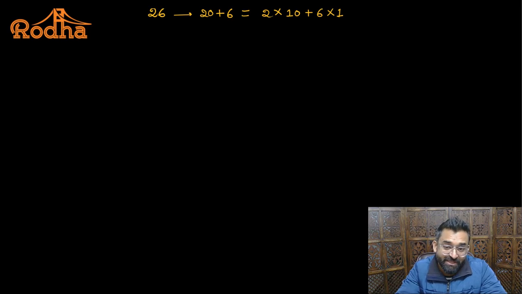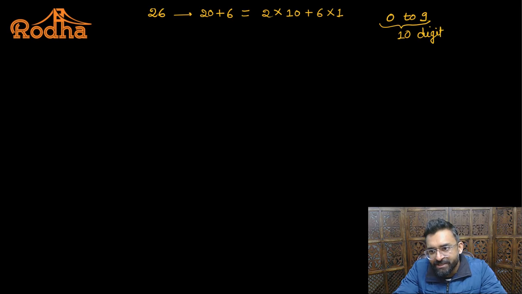Now, digits can be from 0 to 9. How many options are there for digits? 10 digits. Whatever number we can make, we make by using these 10 digits only.